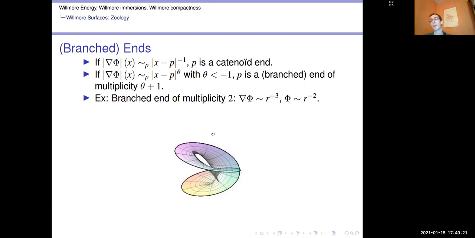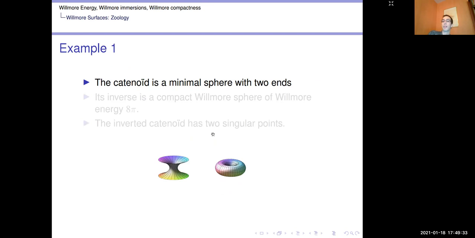Okay, so this will describe the non-compact behavior that we will have to consider as ends: either catenoid, simple planar ends, or branched ends. Okay, let's look at the first example. The catenoid, with this formulation, is a minimal sphere with two ends, two catenoid ends.